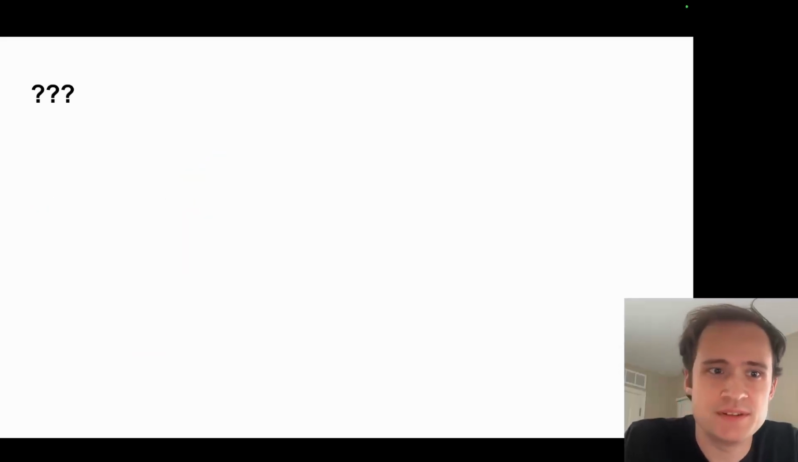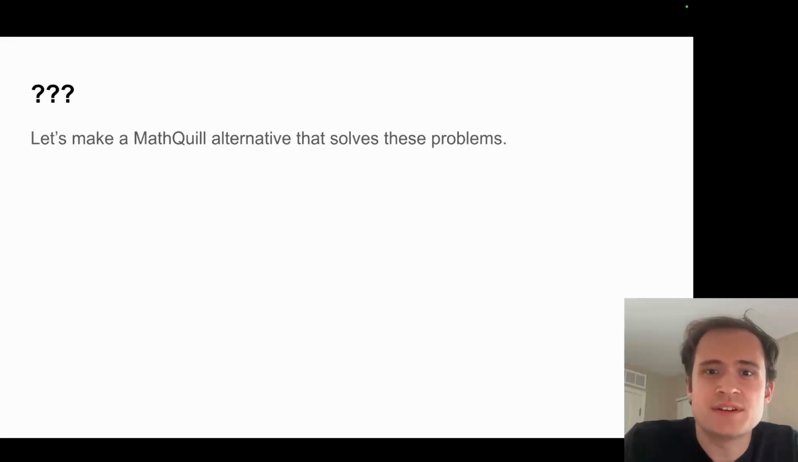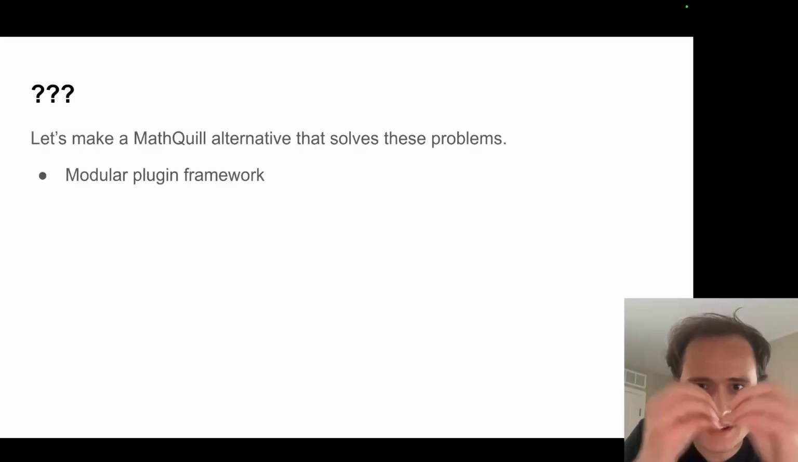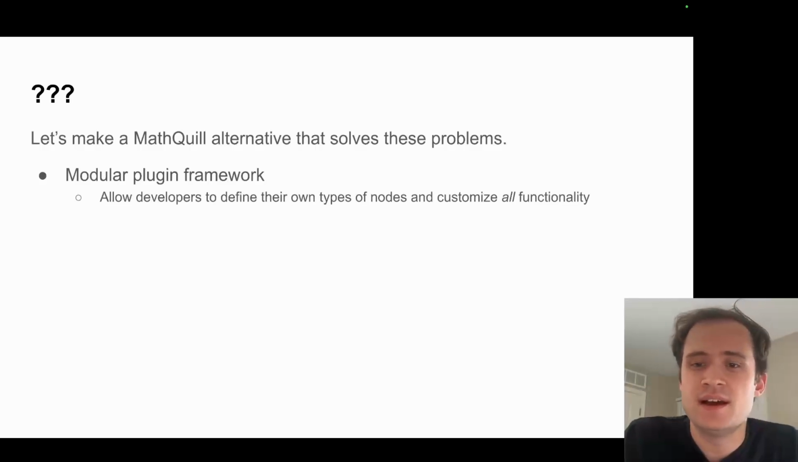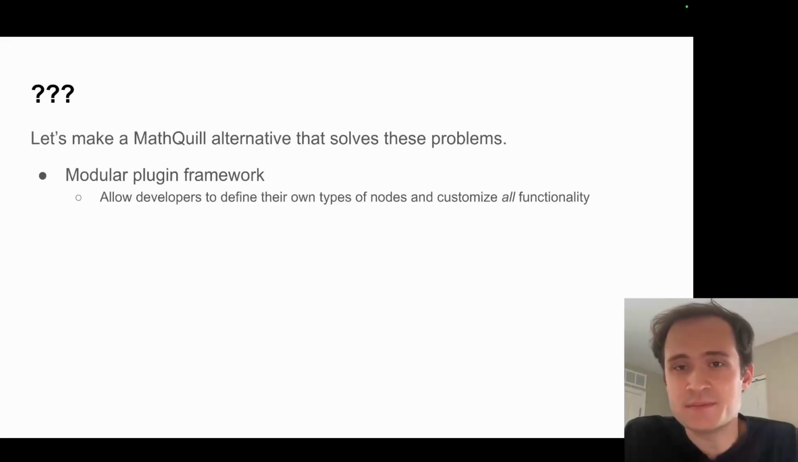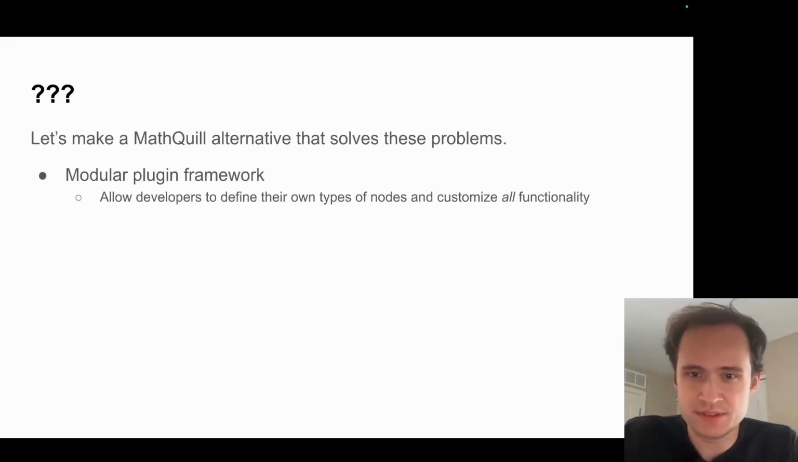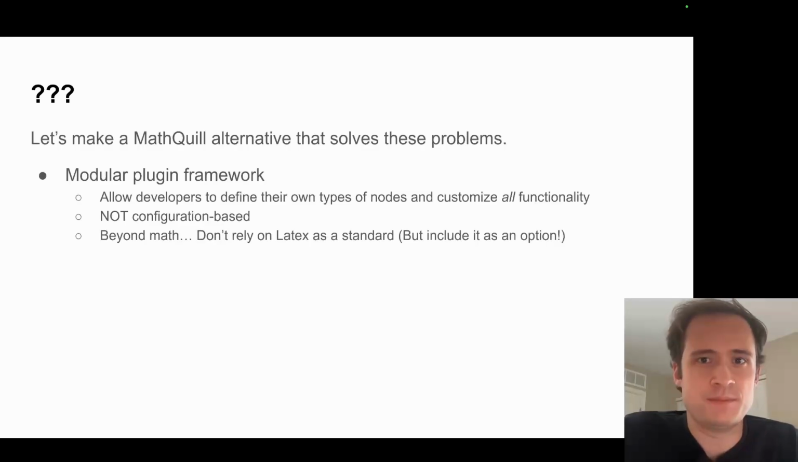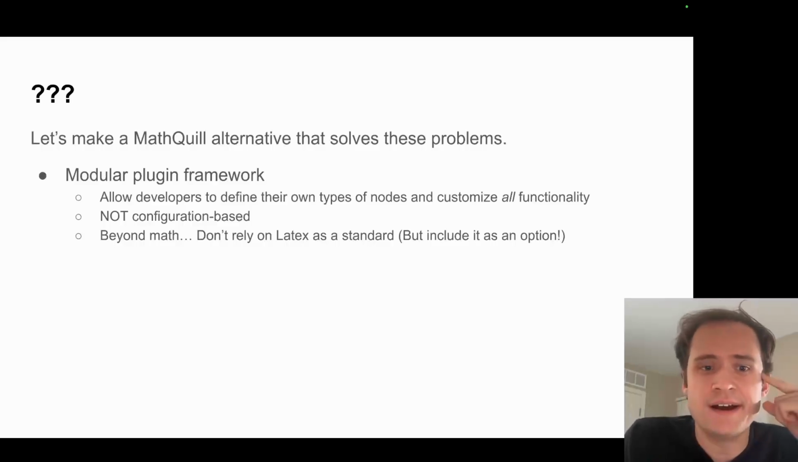So here's the opportunity. Let's make a MathQuill alternative that solves these problems. Let's make it modular, make it be a plug-in framework where you can create your own blocks and build things the way you want. Allow developers to define their own types of nodes and customize absolutely everything, not configuration-based. And let's go beyond just math. Math will probably be the main use case, but let's not rely on LaTeX as a standard. Do include it as an option, for sure, but go beyond just math.